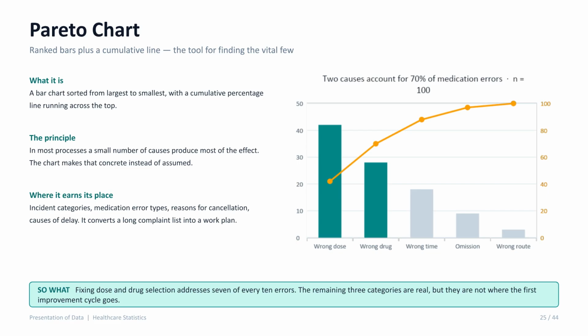A Pareto chart is a ranked bar chart with a cumulative percentage line. It is your best tool for identifying the vital few causes in a process, allowing you to prioritize improvement efforts where they will have the most impact.